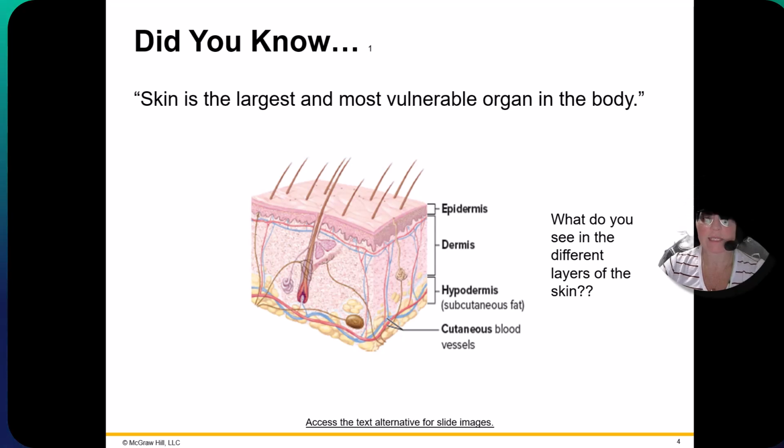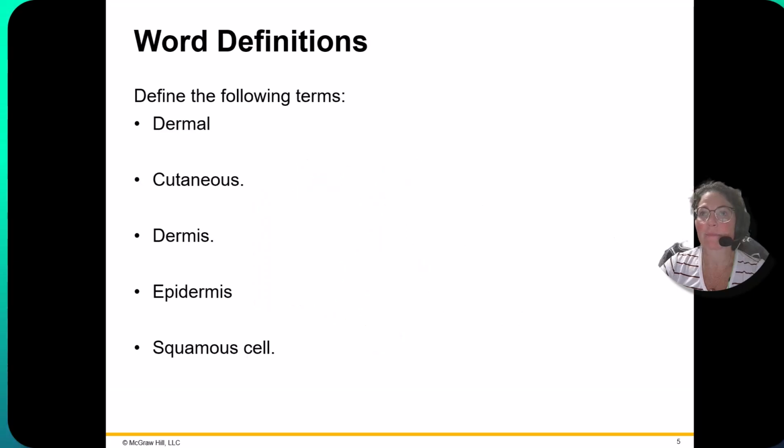Your true skin is referred to as the dermis. That's the biggest layer of the skin. So your epidermis is above that. That's a really fine layer of the skin that flakes off. And the hypodermis, otherwise known as subcutaneous fat, is below the skin.